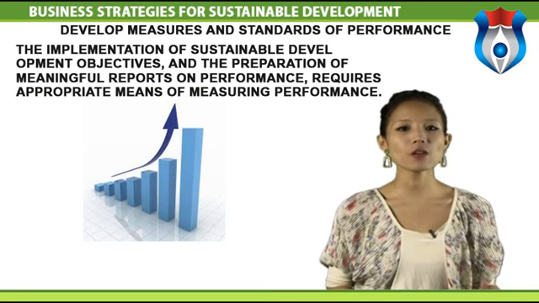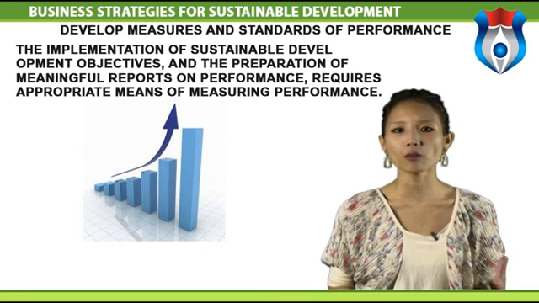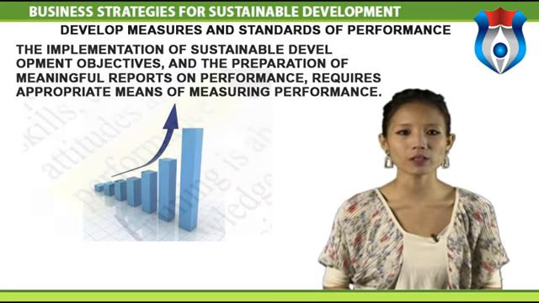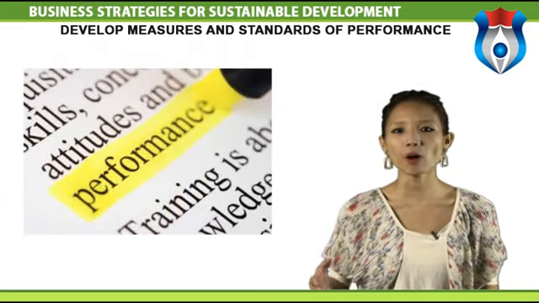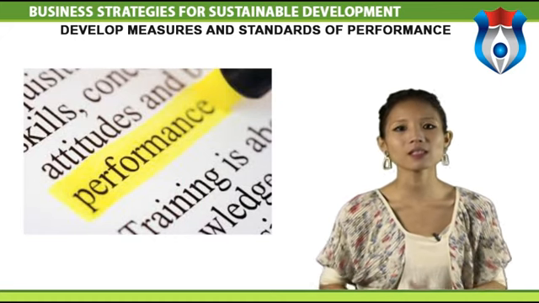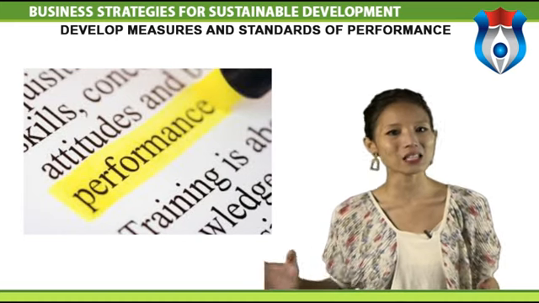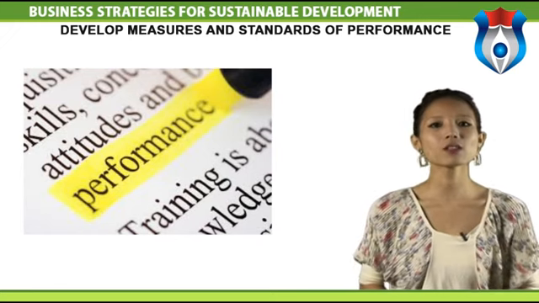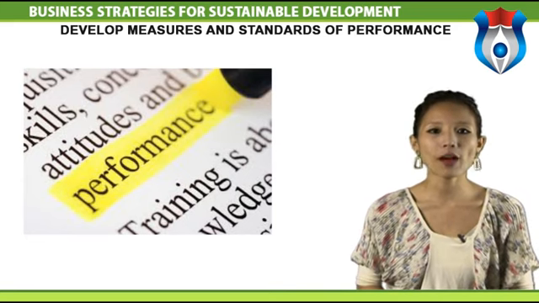The implementation of sustainable development objectives and the preparation of meaningful reports on performance requires appropriate means of measuring performance. Management control as well as external reporting depends in part on the availability of timely information about company operations. This is needed in order to allow management to assess performance against external and internal performance standards using appropriate performance measures. Information systems will therefore need to be reviewed to enable the necessary reports to be provided to management.